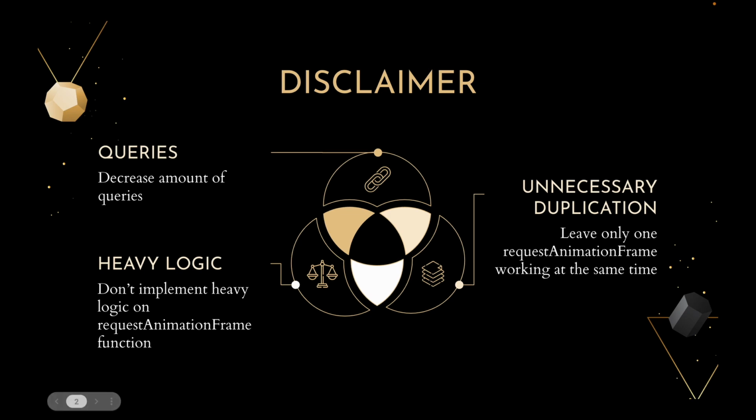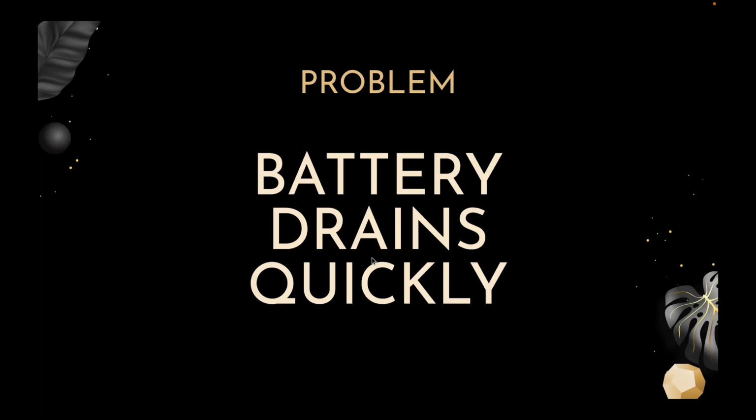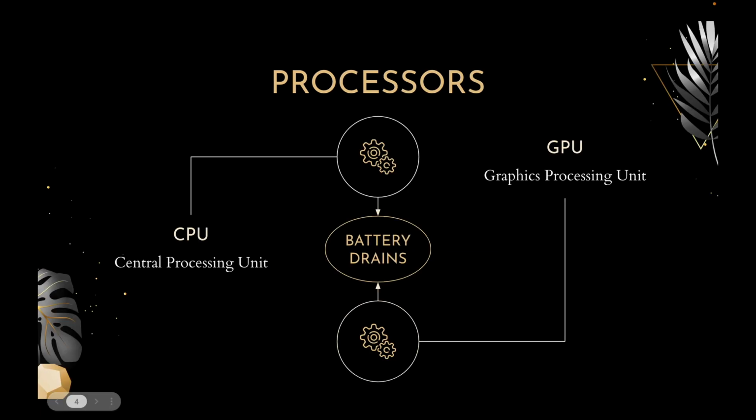If you use native requestAnimationFrame, check if you don't implement heavy logic on every frame and don't have more than one requestAnimationFrame in your project working at the same time. So the problem is battery drains quickly. If you have another reason to optimize FPS, you can skip this chapter where I shortly explain why the battery drains. Why is it happening?